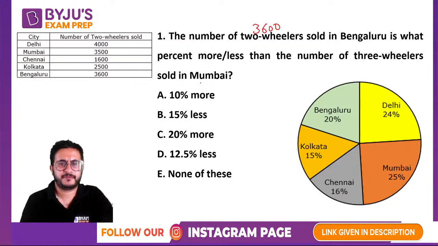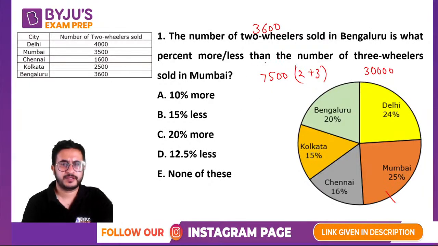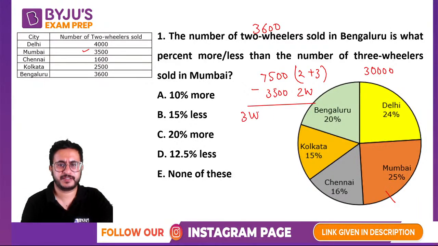How will we find the number of three-wheelers? This is 25% of 30,000. The total is 30,000 and 25% is 1/4, so that will be 7,500. 7,500 is two-wheelers plus three-wheelers. Now if you look at the number of two-wheelers, that is 3,500. We will get the number of three-wheelers as 4,000. Simple calculation. So 4,000 three-wheelers.